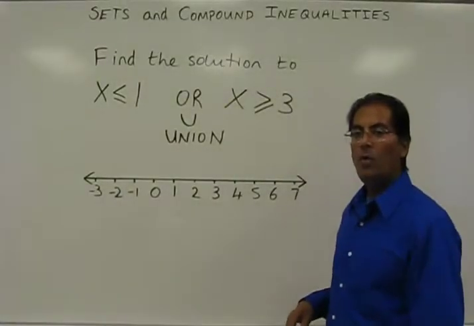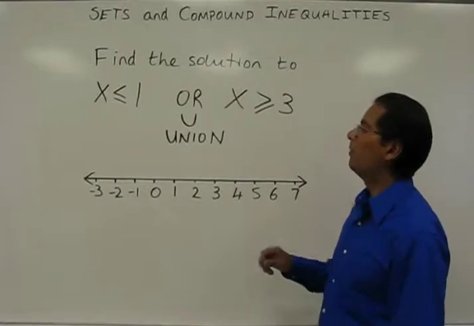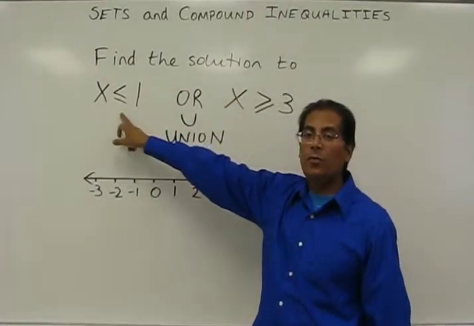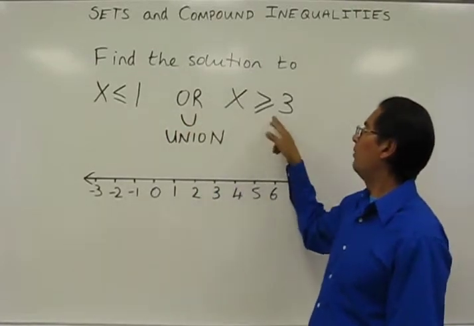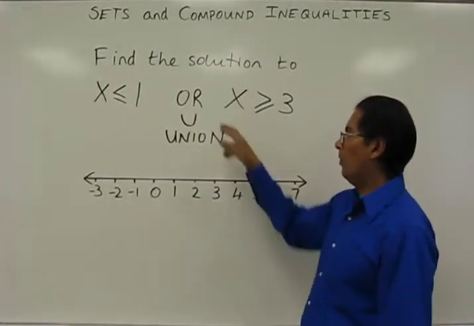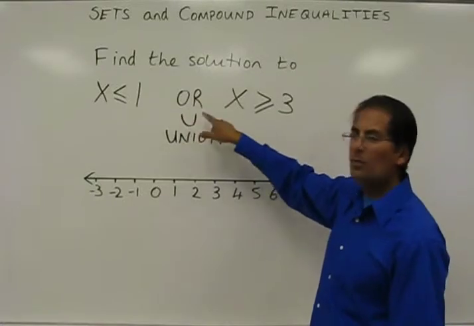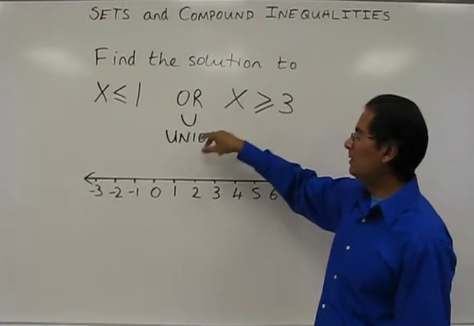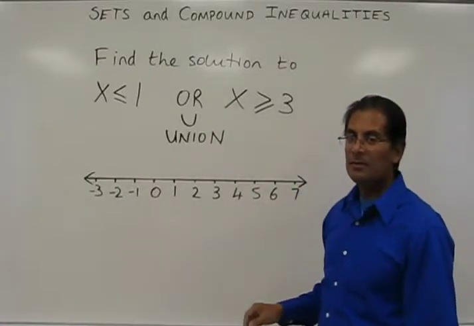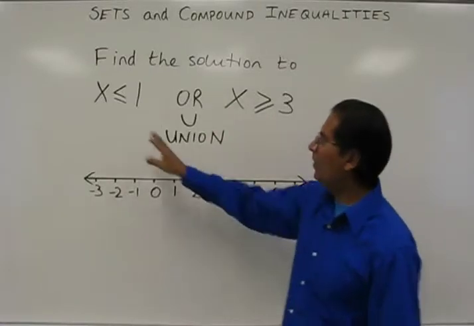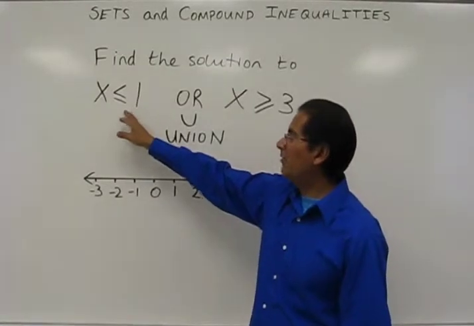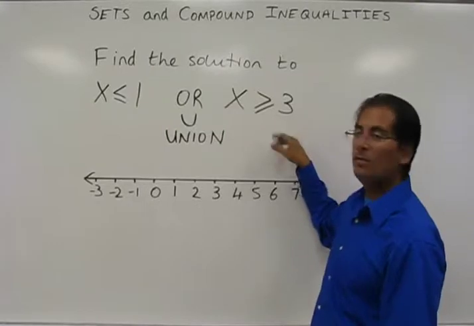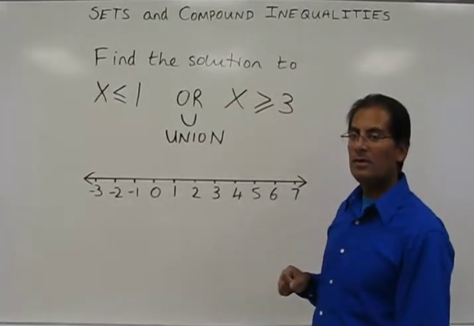Here's an example of an OR inequality, a compound inequality. We're asked to find a solution to x less than or equal to 1 or x greater than or equal to 3. OR is symbolized with the symbol U in mathematics, which means union. So OR, union, means the same thing. We're asked to find all the numbers less than or equal to 1 or greater than or equal to 3. That would be the solution to this compound inequality.